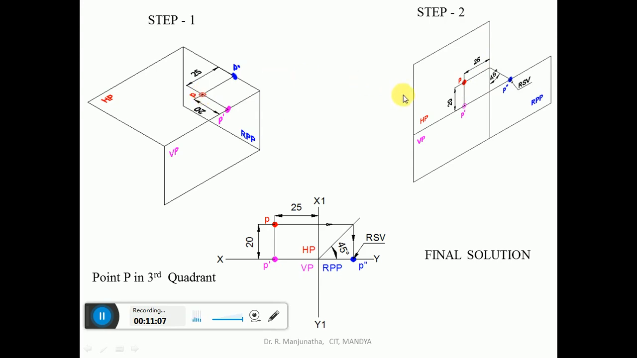Since HP is above the XY line, from here you measure the distance of 20 mm and mark this point, which is going to be small p. When you look from the top view, the distance on HP is going to be seen. So when it is projected, it will be on the vertical plane, so it will be on VP. Since the image is on VP, you are going to get the front view.